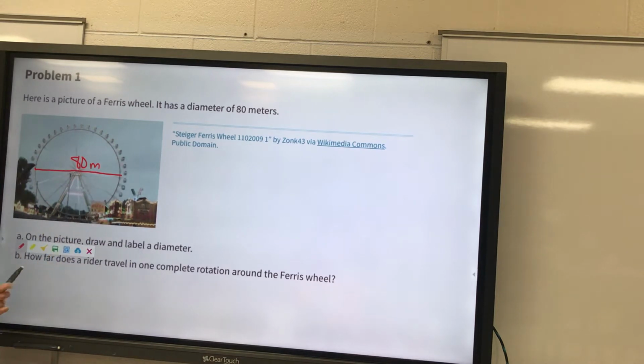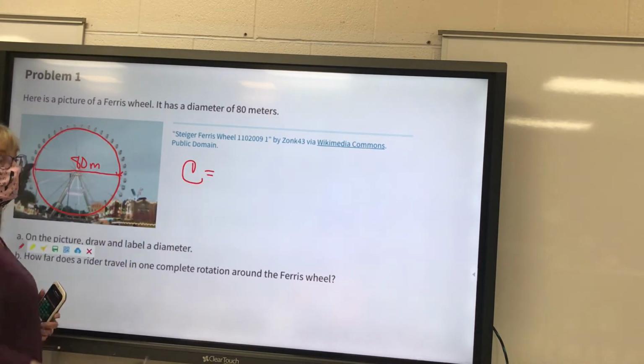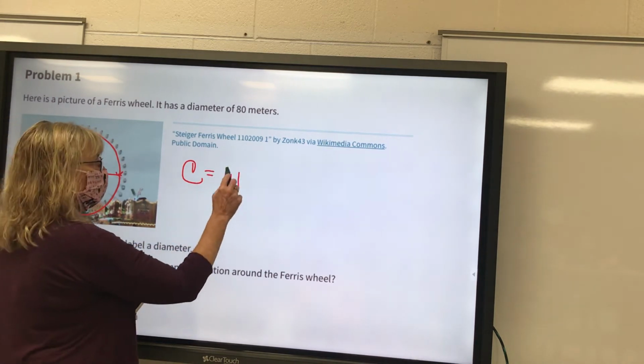Okay, then they want to know how far does a rider travel in one complete rotation. So a rotation is how far does that person travel one time around. So what are we finding? We are finding the circumference. Okay, what was the formula for circumference? Circumference equals pi d.